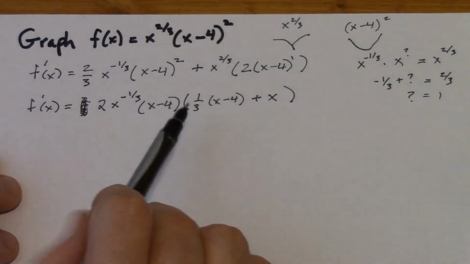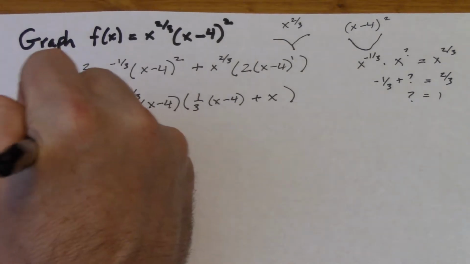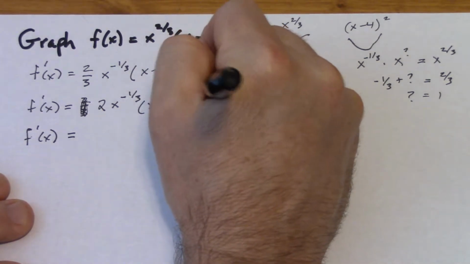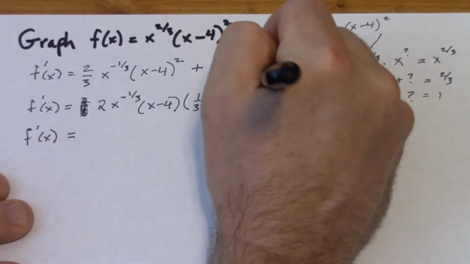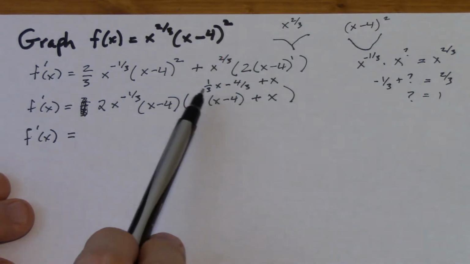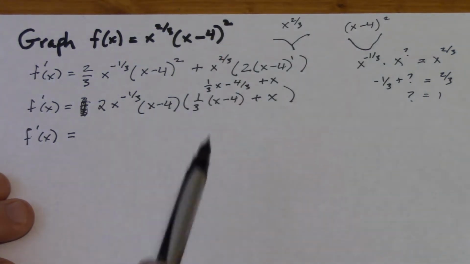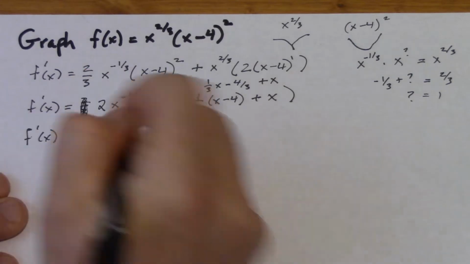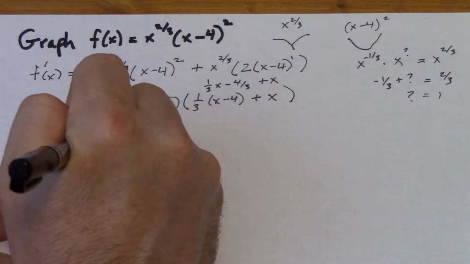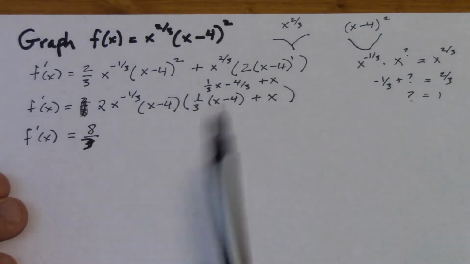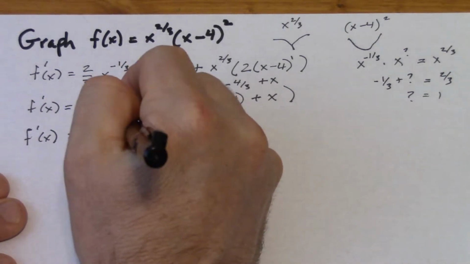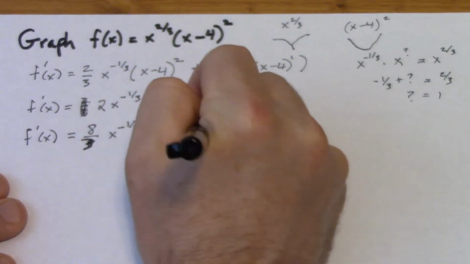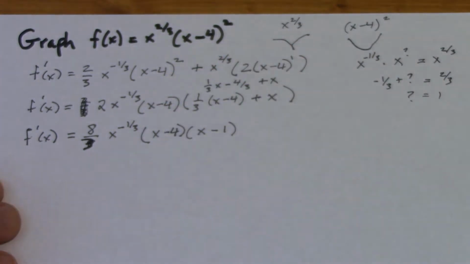Alright, let's clean this up a little bit. Okay, so this is going to be, let me just write it above, that's going to be 1/3 x minus 4/3 plus x. So that's going to be 4/3 x minus 4/3, which I can factor a 4/3 out of, and I'll stick that out front. Oops, thirds. So 2 times 4/3 is going to be 8/3. x to the negative 1/3, x minus 4, and x minus 1.